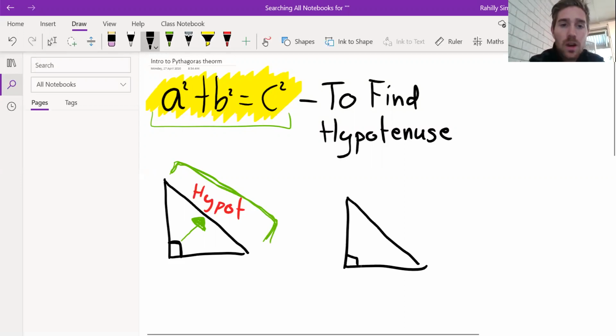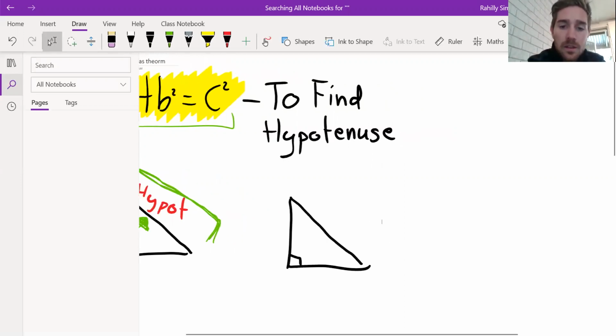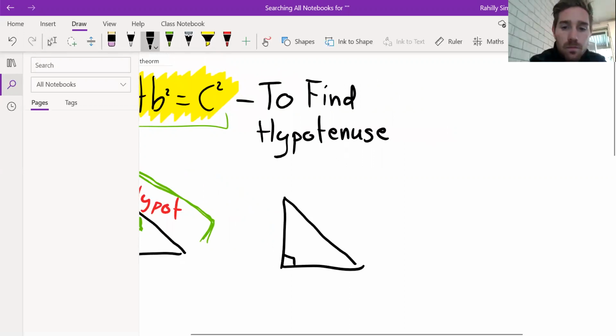All right, so we've got our right angle triangle. Our lengths, that's x, that's our unknown centimeters. That's 4, and that's 5.